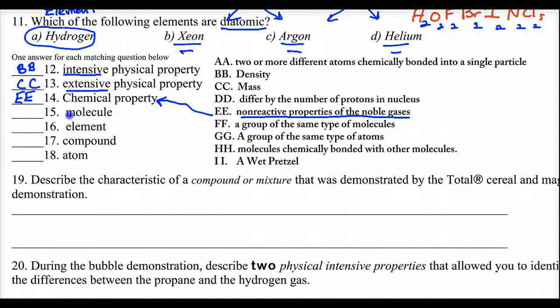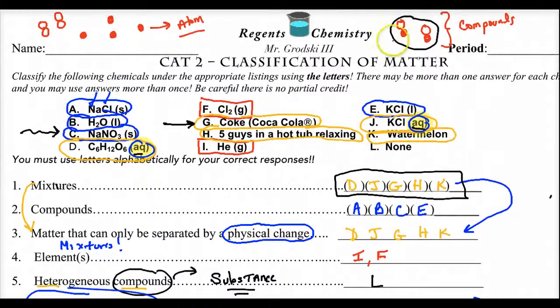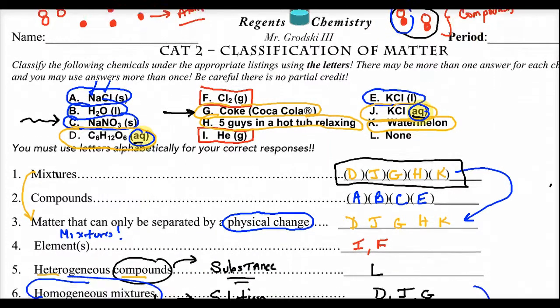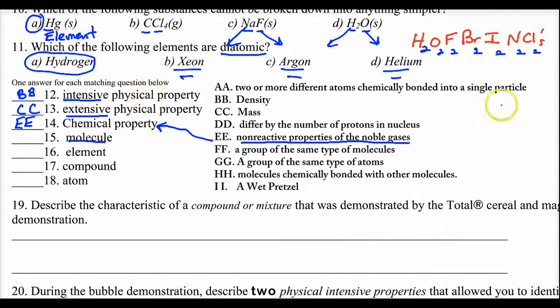Okay, a molecule, you should know, is the smallest component of a what? Compound. So as I drew up here, this is one molecule, and it's made up of two or more different what? Atoms bonded. That's why it's touching. So I go find AA, two or more different atoms known as different. That's important. Chemically bonded into a single particle. A molecule is a particle. So AA is the best choice.